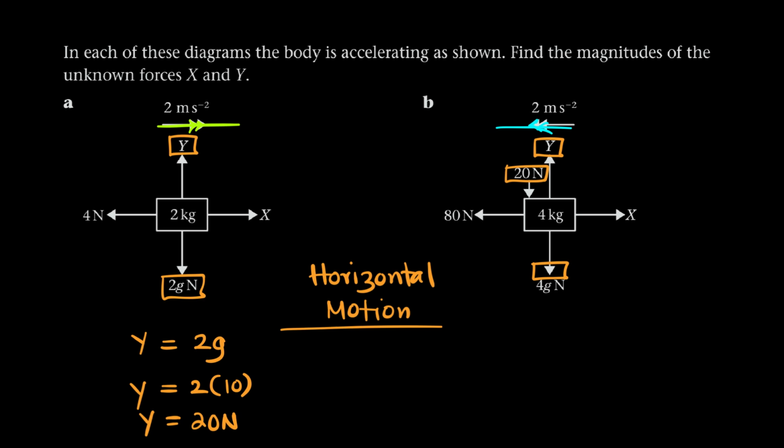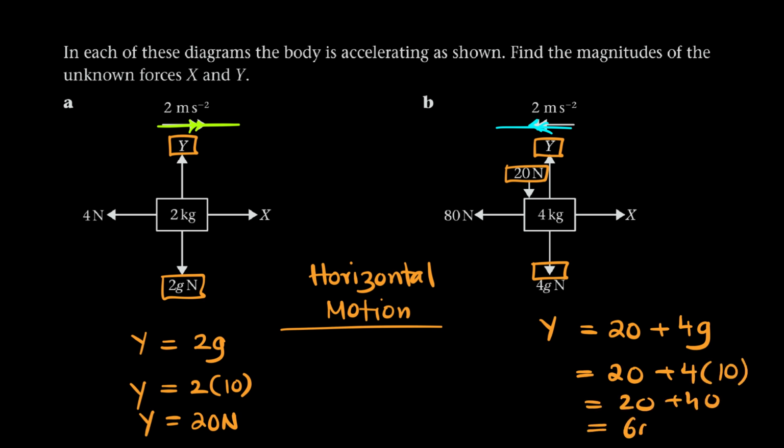Similarly, when we talk about y in this example, y is acting up, 20 Newton is acting down, and 4g is also acting down. Now, don't be misled that 20 Newton is above the particle, so maybe it's acting up. It's nothing like that. Look at the arrowhead. The arrowhead is pointing down. So these two forces are pointing down. This is pointing up. That means the value of y is 20 plus 4 times 10. So 20 plus 40 adds up to 60 Newton. That is the value of y.